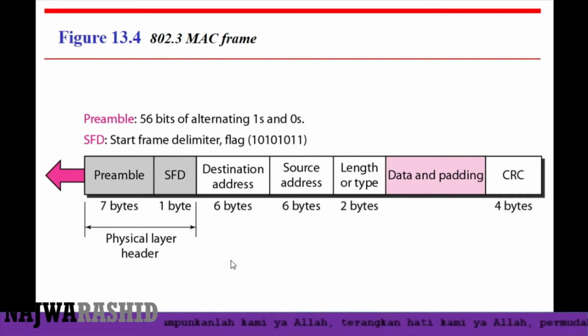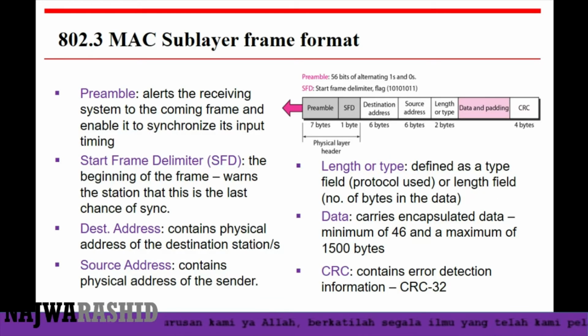So this one is the size for the physical addresses. And then we have the length of 2 bytes, followed by the data and the error detection. So we go through segment by segment. The first one is the preamble. This segment is to alert the receiving system to the coming frame and allow synchronization of its input timing.